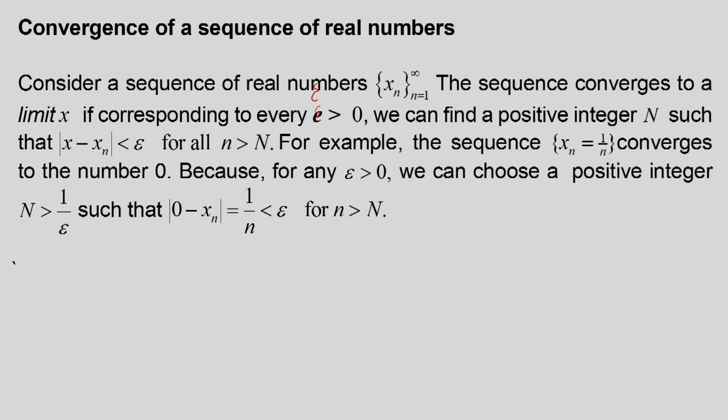For example, consider a simple sequence, x_n equal to 1 by n. We know that the limit of 1 by n as n tends to infinity is 0. Now, how does it conform to this definition? For any epsilon greater than 0, we can choose a positive integer N greater than 1 by epsilon. In that case, the modulus of 0 minus x_n will be equal to 1 by n, and this will be less than epsilon, because we are considering N greater than 1 by epsilon. Therefore, for any n greater than capital N, this will be valid. So, 0 is the limit of this sequence.